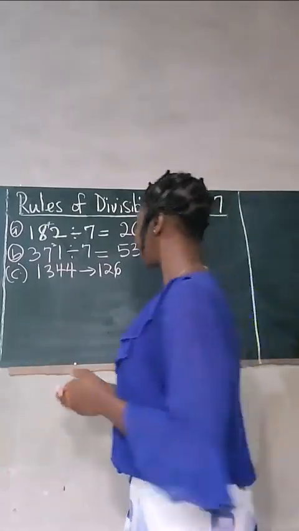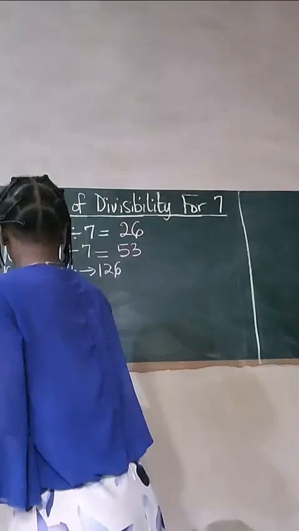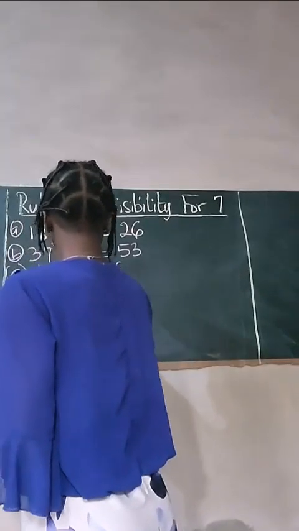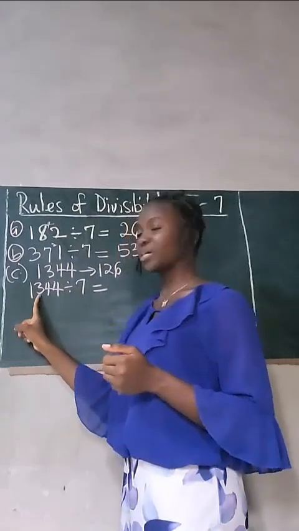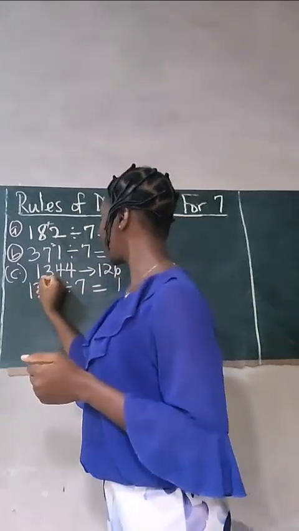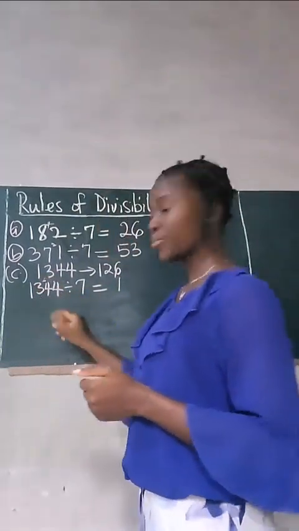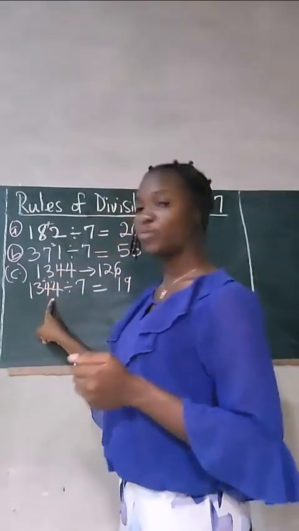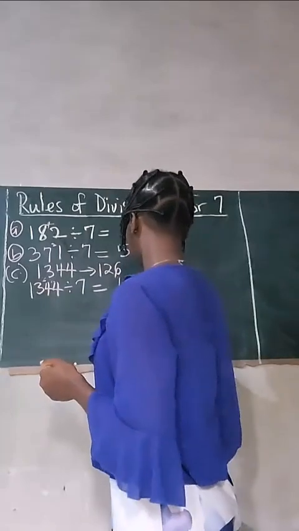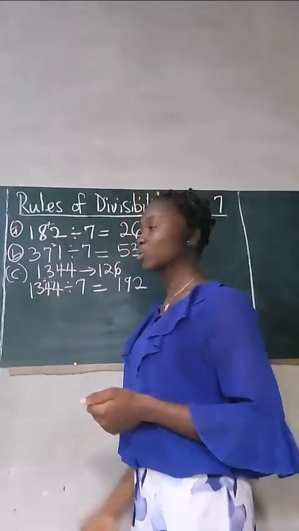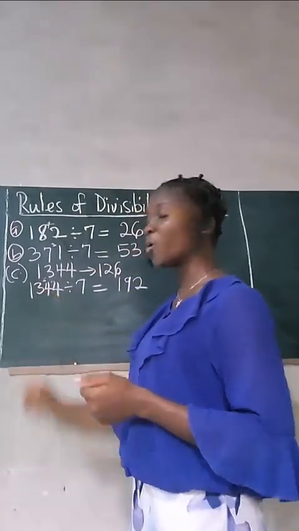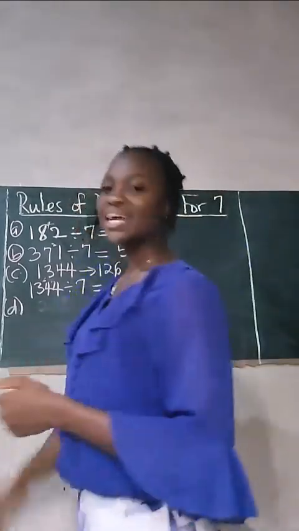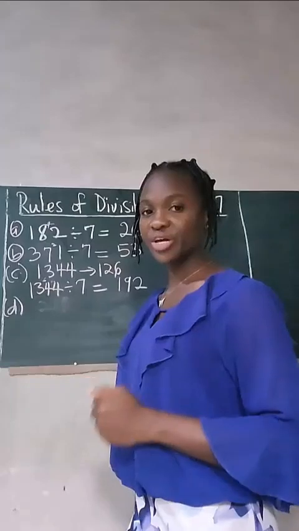Now let's check. Divided by 7. 7 in 13, we have 1, remainder 6. 7 in 64, that's 9, remainder 1. 7 in 14, that's 2. So we can see that 1344 is divisible by 7. Now let's try this for another number.